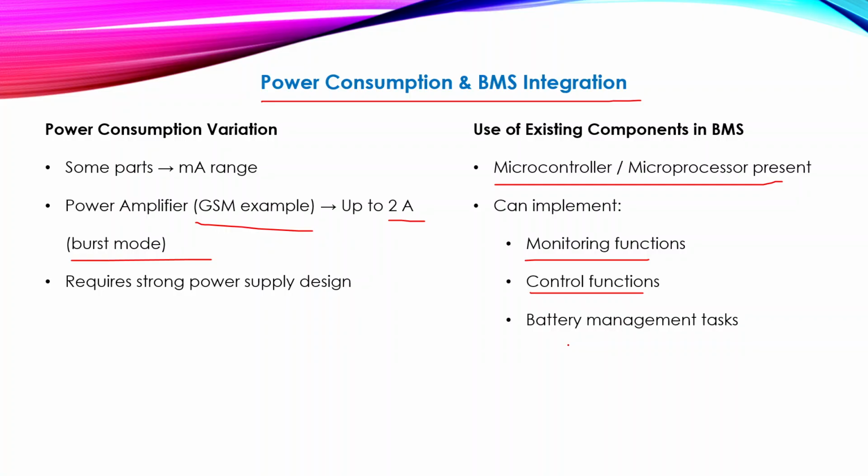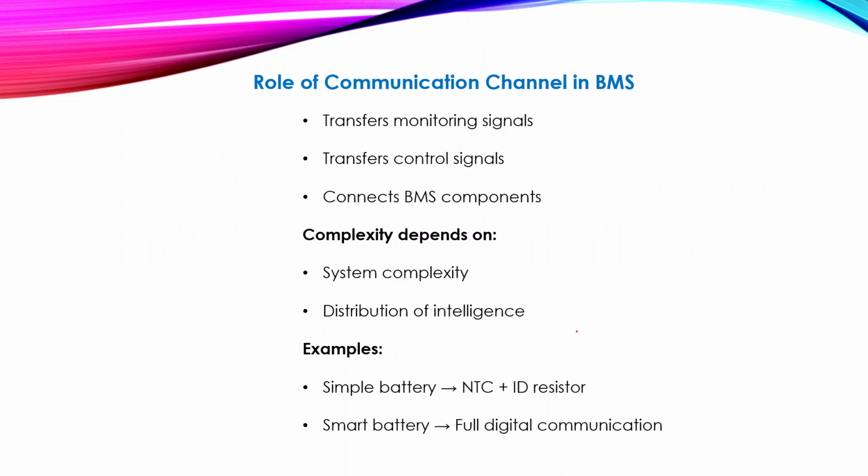So in a portable system, the load requirement in terms of voltage and current varies widely. Therefore, efficient power conversion and intelligent battery management are essential for reliable operation. Now we discuss the role of the communication channel. What is the main role of the communication channel in a BMS?